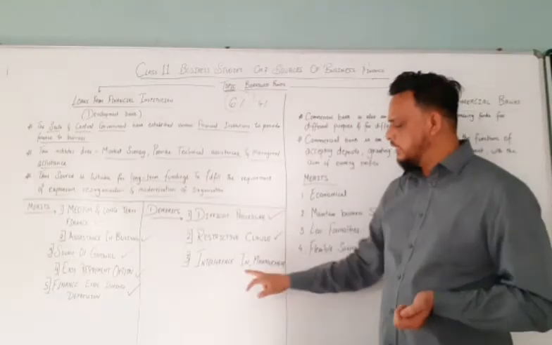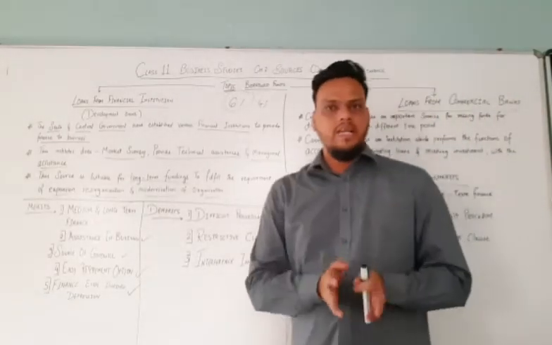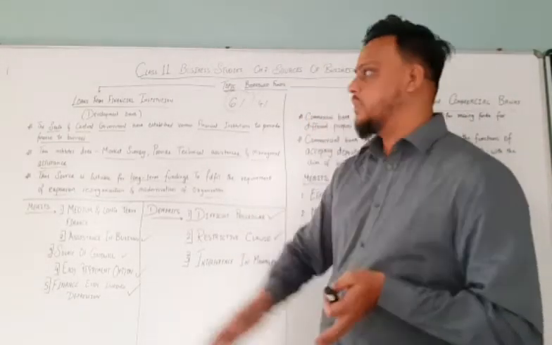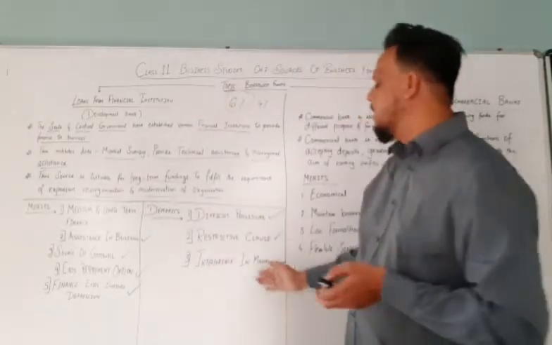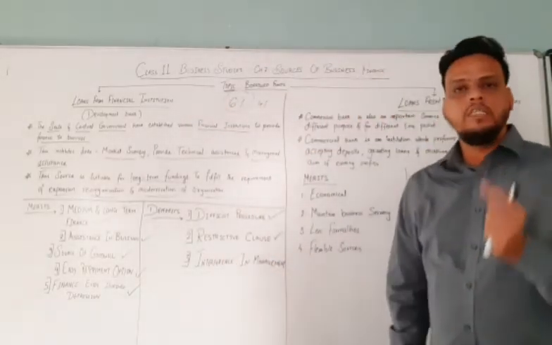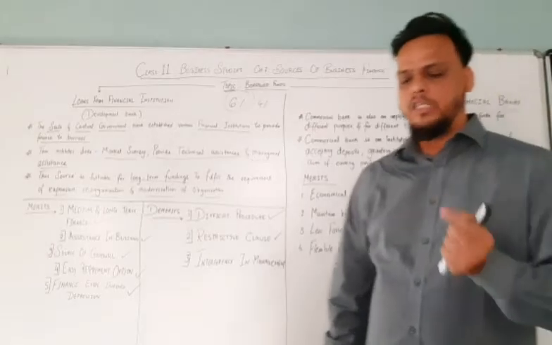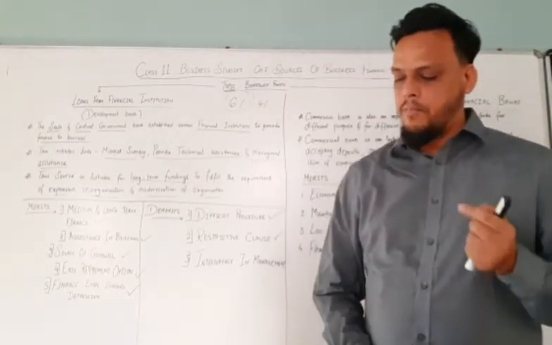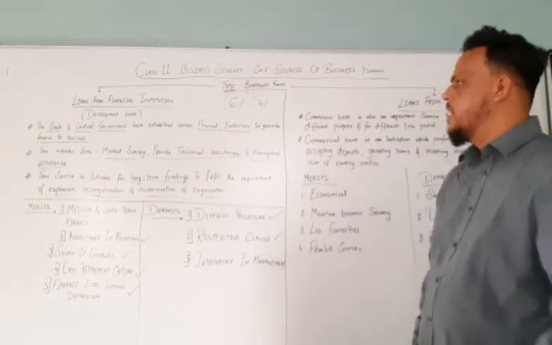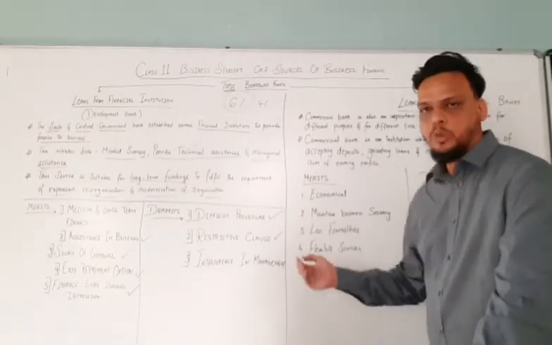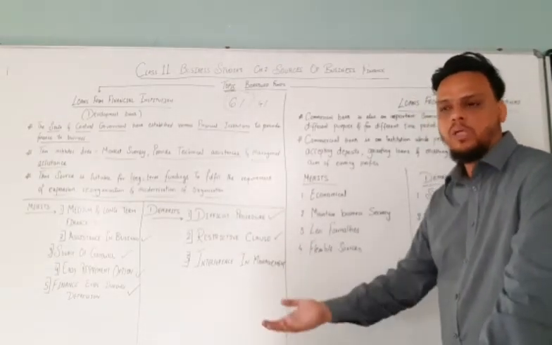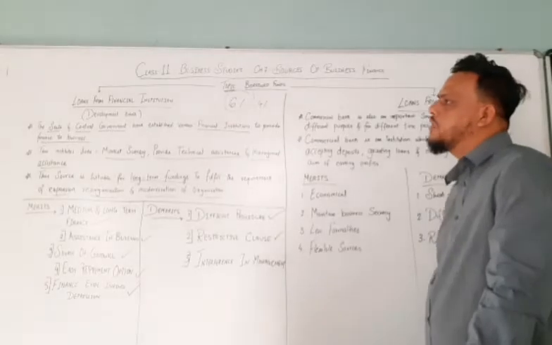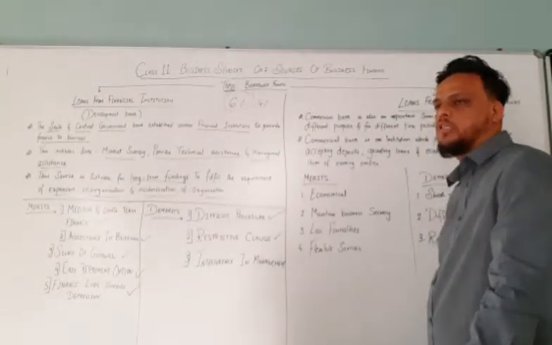Next part is interference in management. Yes, it is usually said that if a financial institute gives you money, they will interfere in your management decisions and it will impact the organization, as the lender manages you in your own company. So this is the concept of loans from financial institutes.